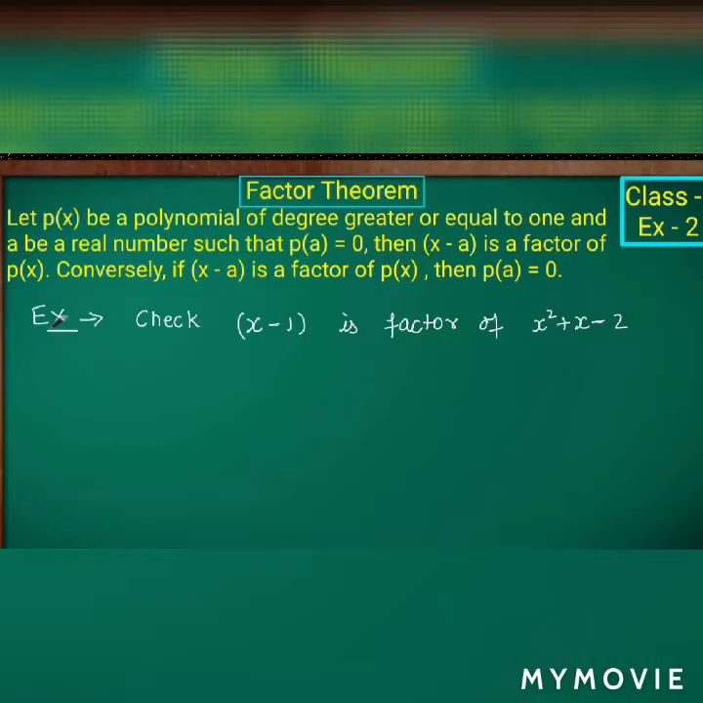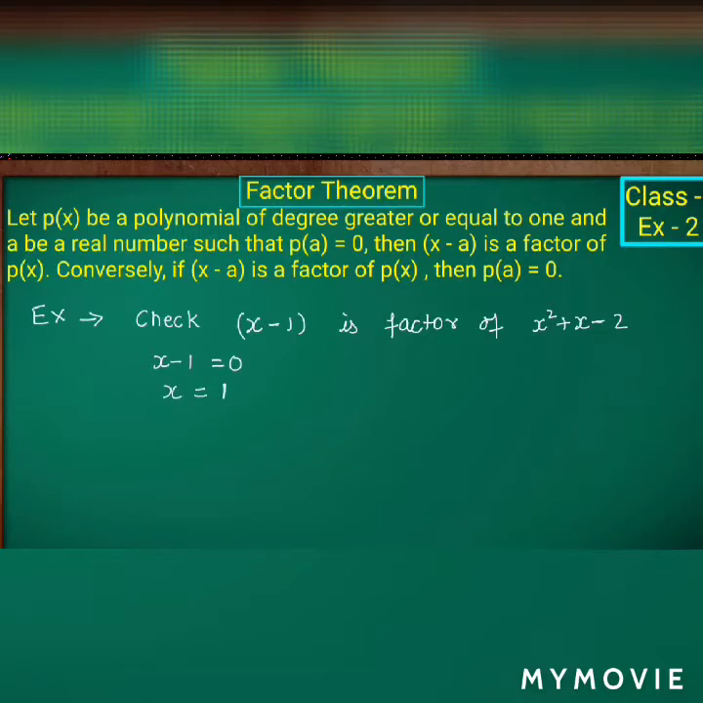Here, suppose I am taking an example: check whether x minus 1 is a factor of x square plus x minus 2. What did I say just now? x minus 1 should be equal to what? 0, isn't it? Here the x minus 1, that is g of x, should be equal to 0. Suppose x minus 1 is equal to 0, what will we get for x? x will become what? 1, isn't it? So x will become 1.